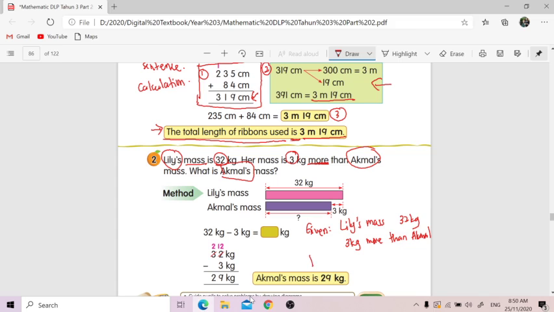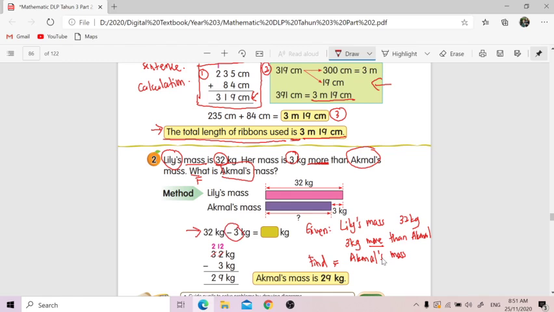So find. Okay, cuba cari yang find. What does it ask you to find? Ini yang find. Ya, F. So what is Akmal's? So dia minta Akmal's mass. Berat Akmal. Okay. So barulah kita buat method dia. So this is the method. So bila kita tahu more, okay, kita kata more ni masih lebih. So 32 kilogram nak dapat Akmal ni, Akmal kurang lah. Okay, so we have to do subtraction.